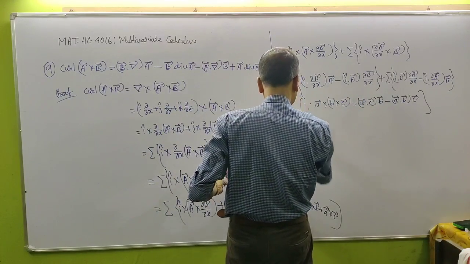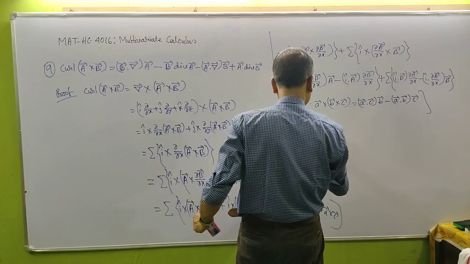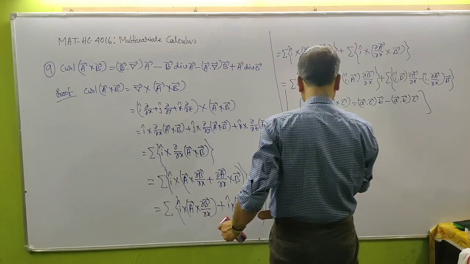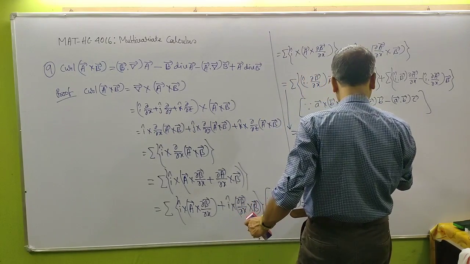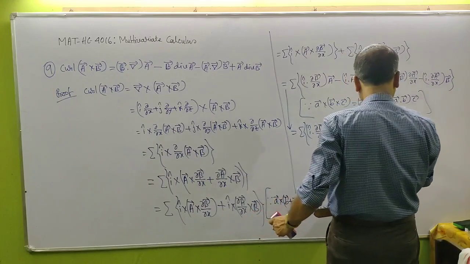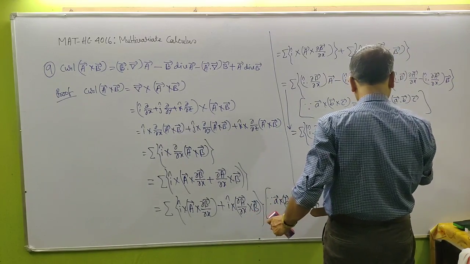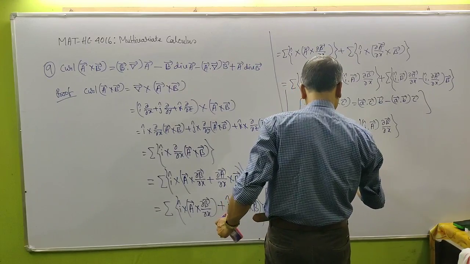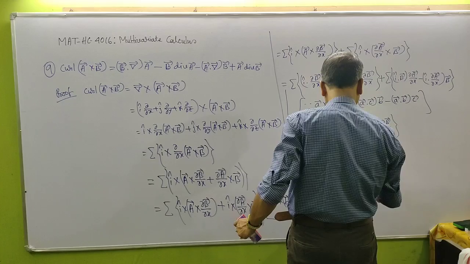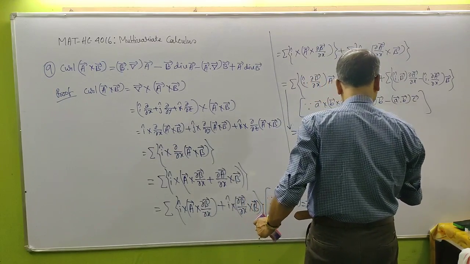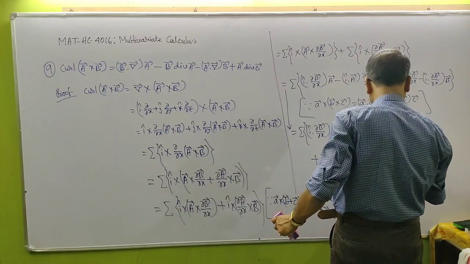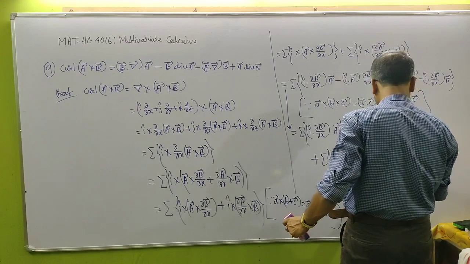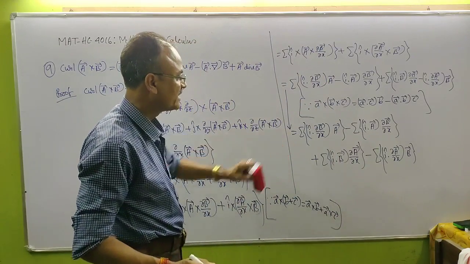Now, this is equal to summation i cap dot del B by del x A vector minus summation i cap dot A vector del B by del x plus summation i cap dot B vector del A by del x minus summation i cap dot del A by del x B vector. You will get this one.